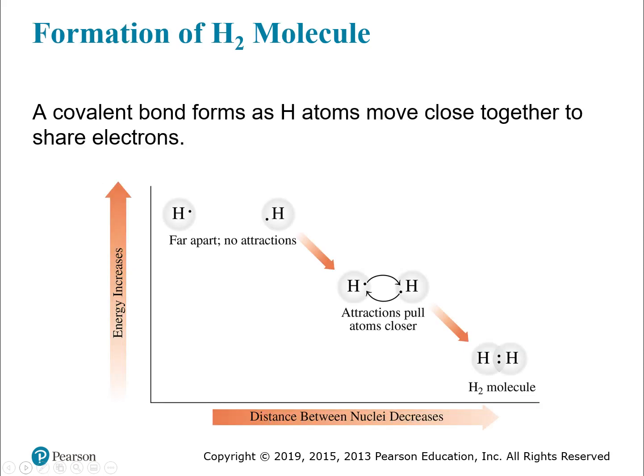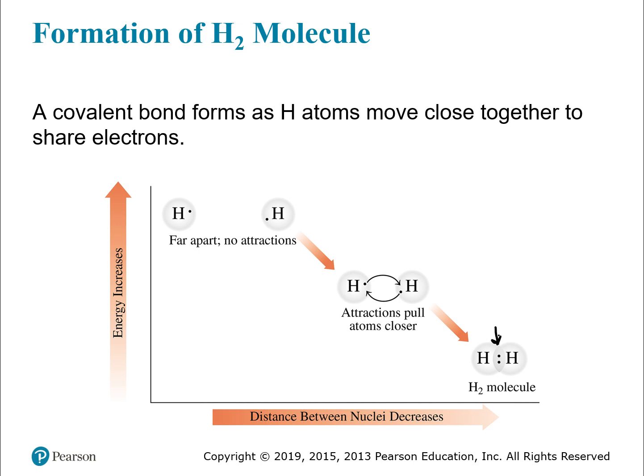This is just a graphic of how a molecule forms. So you've got two hydrogen atoms that are far apart, they're not attracted to each other. Then, by chance, they both happen to go to the same store at the mall at the same time. And attraction pulls them closer. So you've got the nucleus that's positively charged in one atom attracting the electron in the other atom, and vice versa. So they're being pulled closer and closer together until they're close enough to share electrons. That's when they form a molecule.